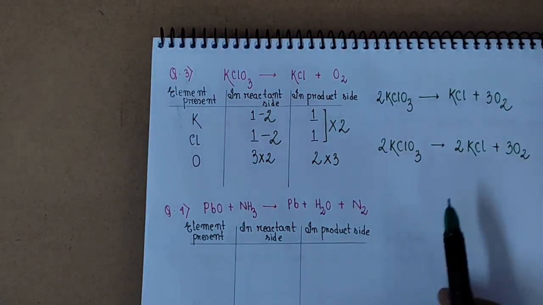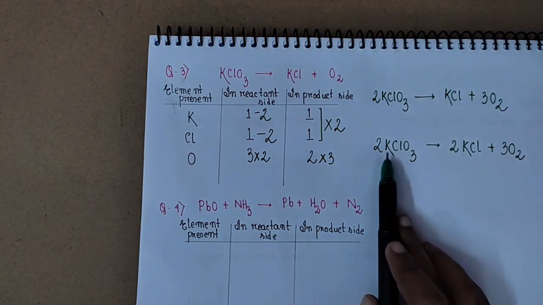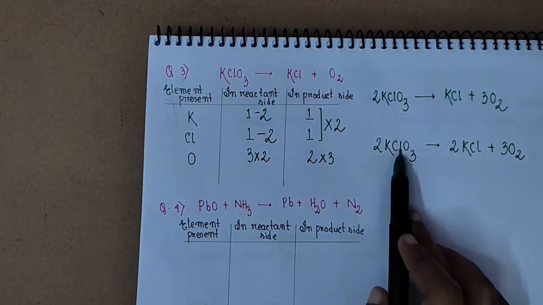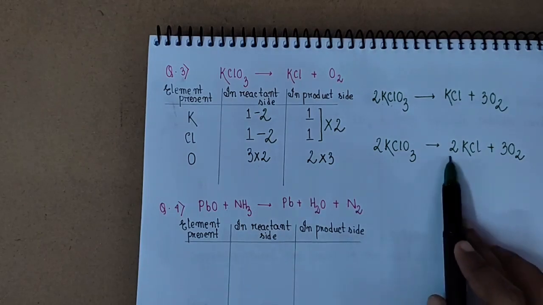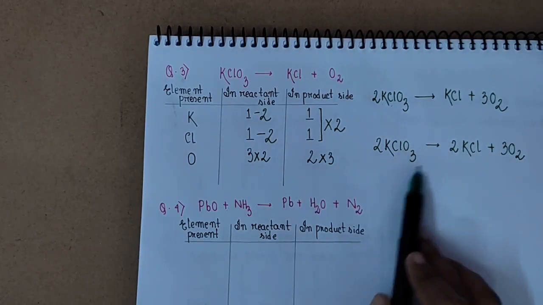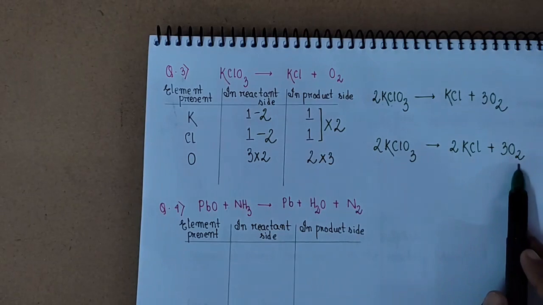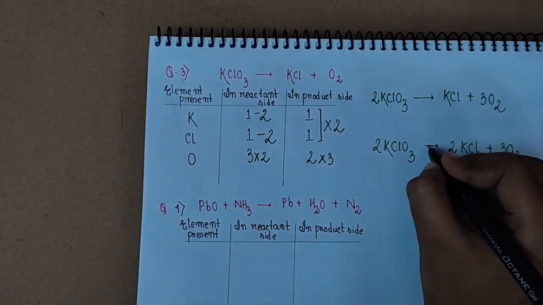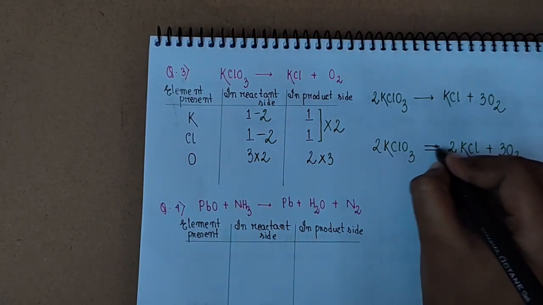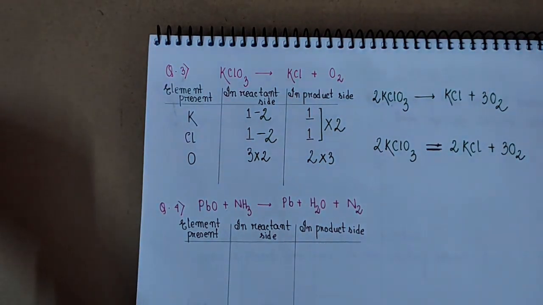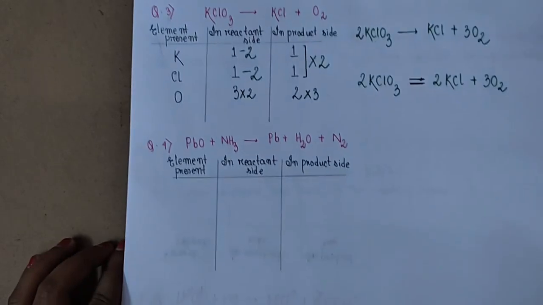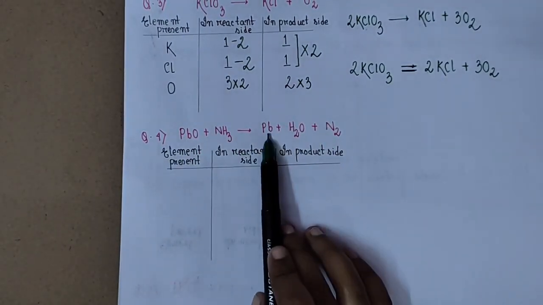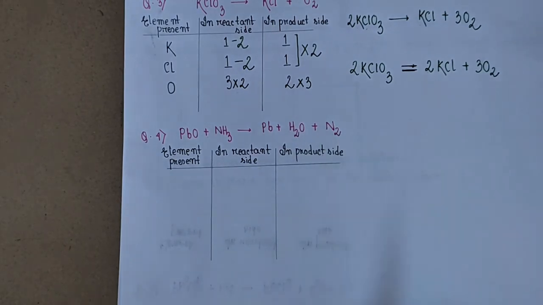Now check, all the atoms are now balanced, like potassium 2 in the reactant side, in the product side also 2, chlorine 2 in the reactant side, 2 also in the product side, and oxygen 6 in the reactant side and 6 in the product side also. So what will we do? We will just change this sign to the equal sign. Hope you understand. So the next one is PbO plus NH3 gives us Pb plus H2O plus N2.